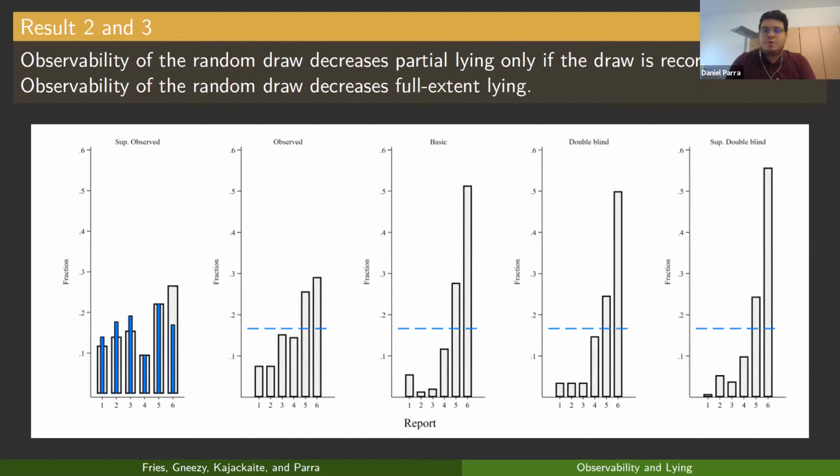However, one result that we are trying to make conjectures about is that in super double blind, as you can notice, there are people reporting 5. And this is significantly different from the uniform, or from what we would expect under truth telling. For us that's surprising, and for the literature it's surprising because there is no rationale behind it.